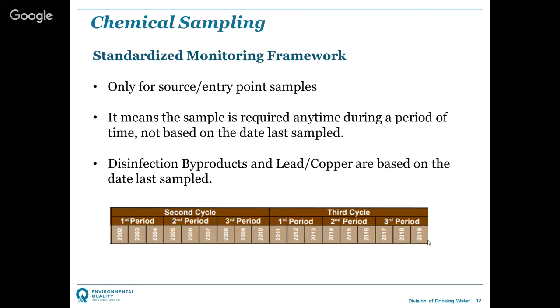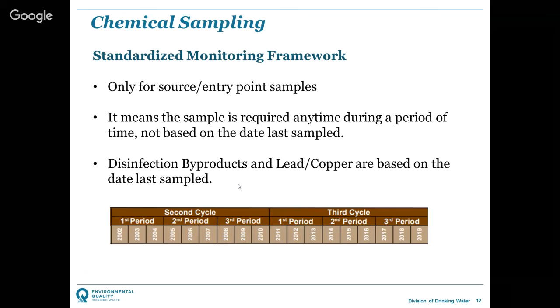So the purpose in me talking to you about this today is please don't wait until November. Don't overwhelm the laboratories. Please plan out and make sure that you meet this December 31st, 2019 end date for your yearly, once every 3 year, once every 6 year, and once every 9 year chem sampling. Now, this framework, these cycles and periods do not apply to disinfection byproducts and lead and copper. Those next sample due dates are based off of the date last sampled. So if you sampled for lead and copper in 2016 and it's due every 3 years, then you have to take that sample again in 2019.